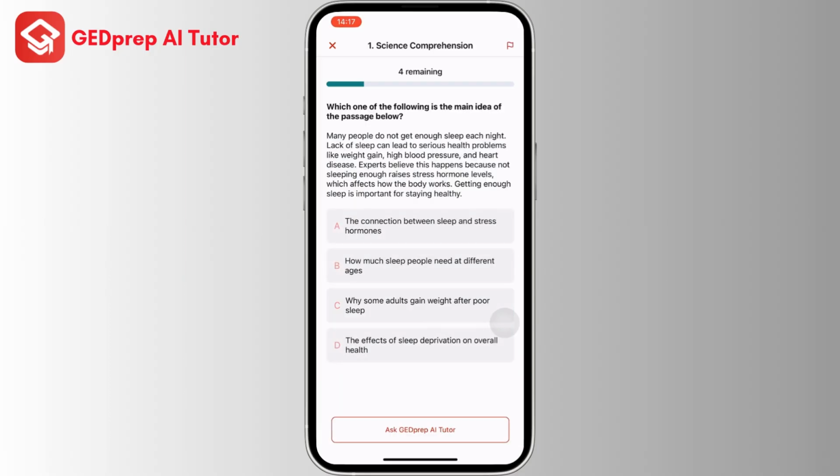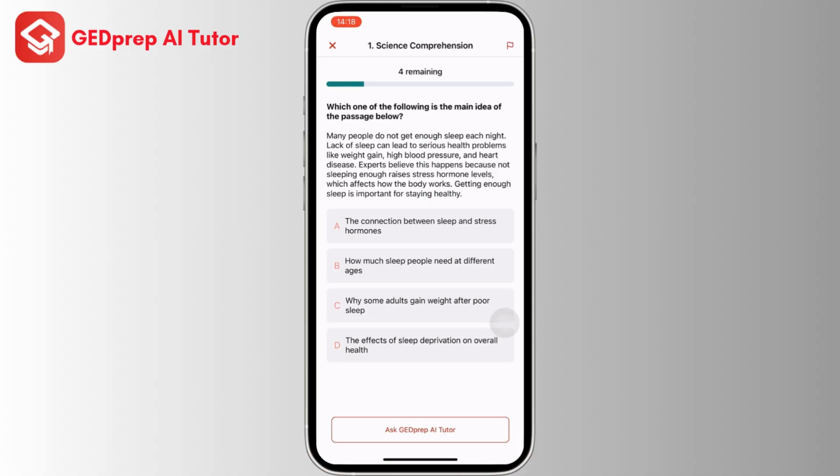Question. Which one of the following is the main idea of the passage below? Many people do not get enough sleep each night. Lack of sleep can lead to serious health problems like weight gain, high blood pressure, and heart disease. Experts believe this happens because not sleeping enough raises stress hormone levels, which affects how the body works. Getting enough sleep is important for staying healthy.